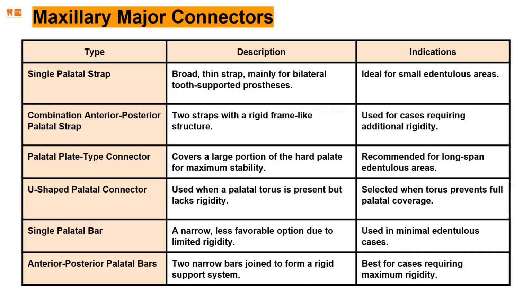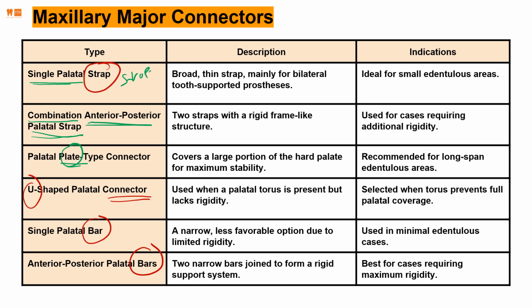Now let's talk about the upper. Upper has a lot of variation, right? There is a strap. There is a U-shaped bar, or a palatal connector, then there's an actual bar, and there's a set of bars. Well, let's take a look how that's different. Well, a single palatal bar, combination of anterior and posterior palatal strap, apologies, I said bar here, but this is a strap, okay? Strap, palatal plate type connector.